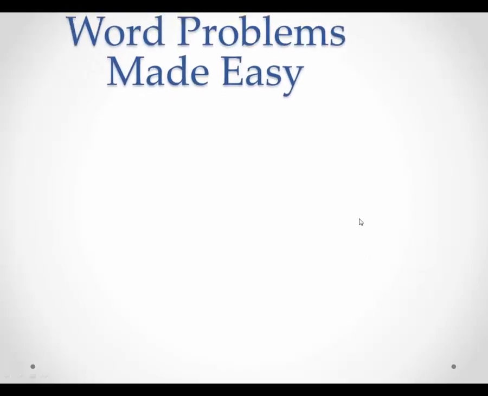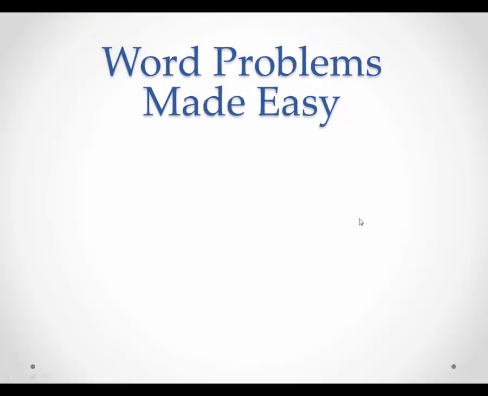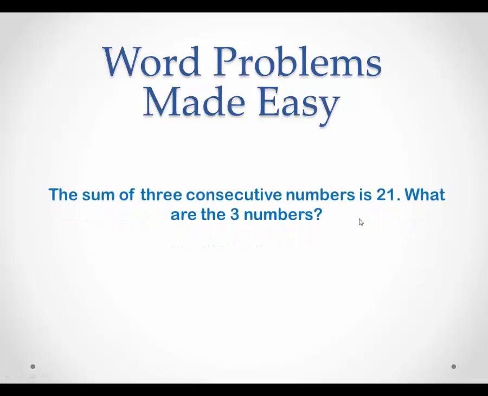Today we're gonna do another word problem made easy video. The purpose of this video is to calculate the answer as quickly as possible for personal use or during a multiple choice test. The question is, the sum of three consecutive numbers is 21. What are the three numbers?